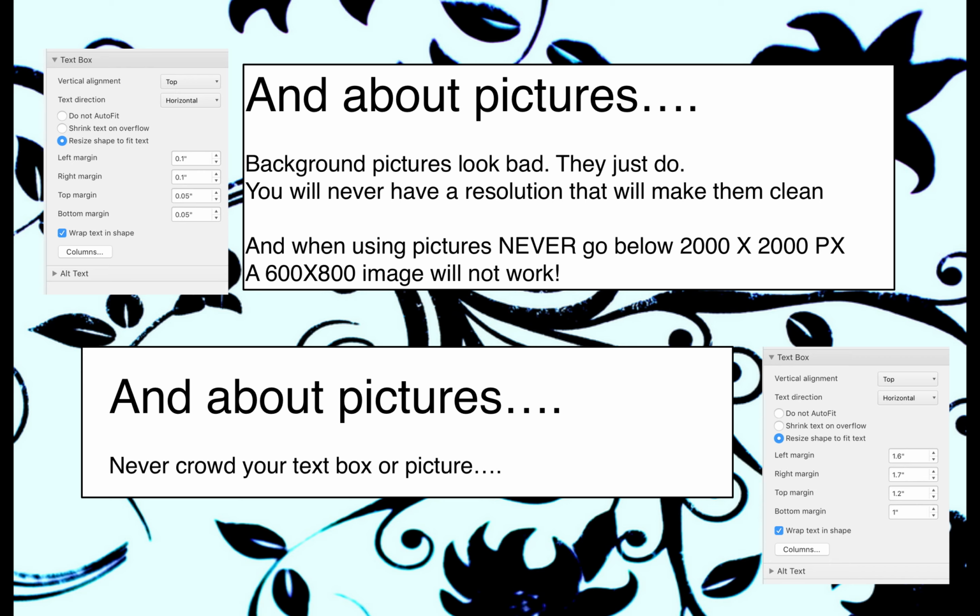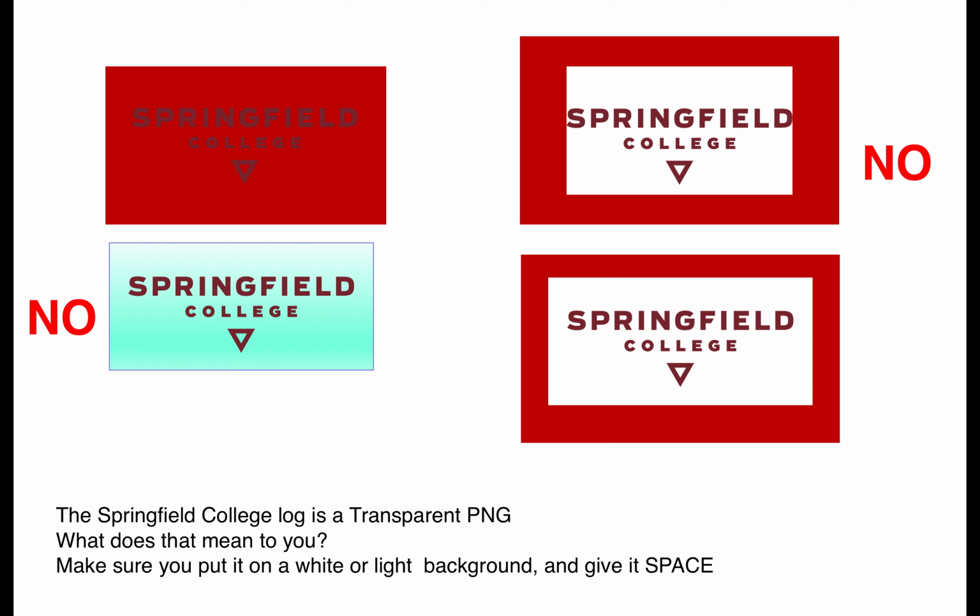Notice that box has white around it. Okay, Springfield College logo. What they're giving you is a transparent PNG. What does that mean? It means that it goes right to that little edge. Look at the one on the right-hand side. You can see it goes right to the edge.